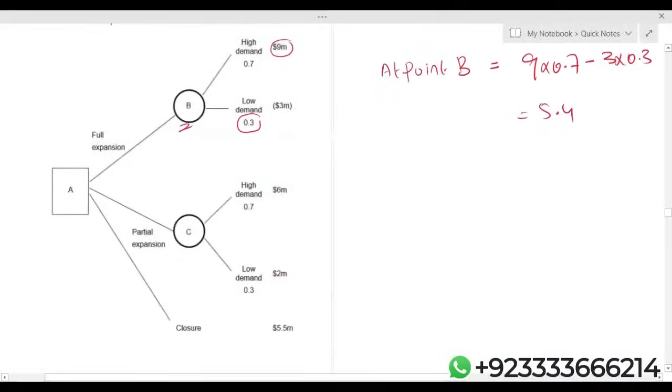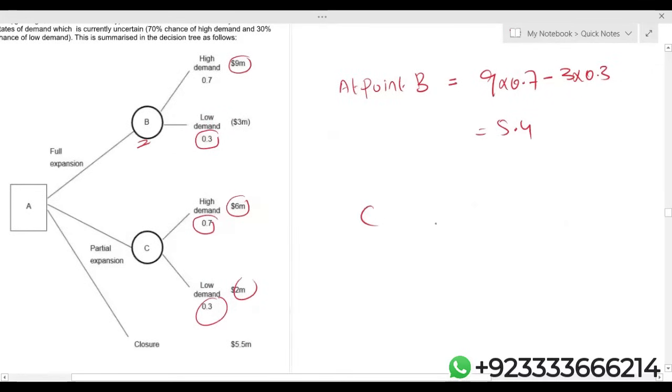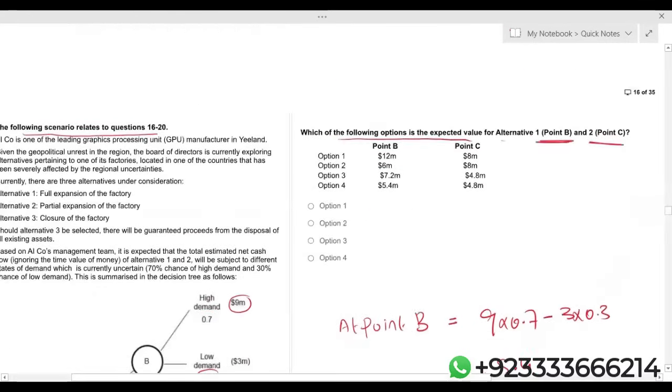Point C. High demand 0.7 into 6, low demand 0.3, 2. 6 into 0.7, 2 into 0.3. Let's see the expected value at point C. 4.8. So expected value at point B is 5.4. Expected value at point C is 4.8. Can I say option 4?